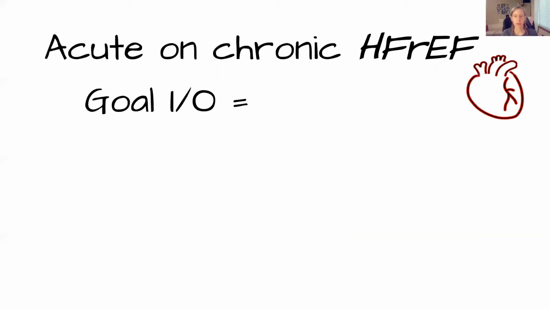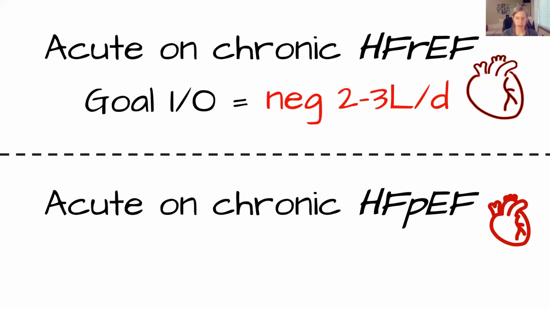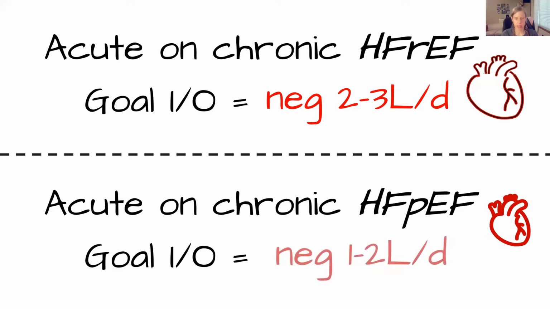In a patient with heart failure with reduced ejection fraction, so an EF less than 40 to 45%, this generally means that they have a weaker heart, and these patients are more prone to more extreme fluid retention. For these patients, our goal net in and out is going to be negative 2 to 3 liters per day. On the other hand, patients with heart failure with preserved ejection fraction, so EF greater than 50%, tend to have a stiff heart and don't accumulate quite as much fluid as in HFrEF. The goal for these patients is going to be negative 1 to 2 liters per day, again, because they just tend to not accumulate as much fluid.